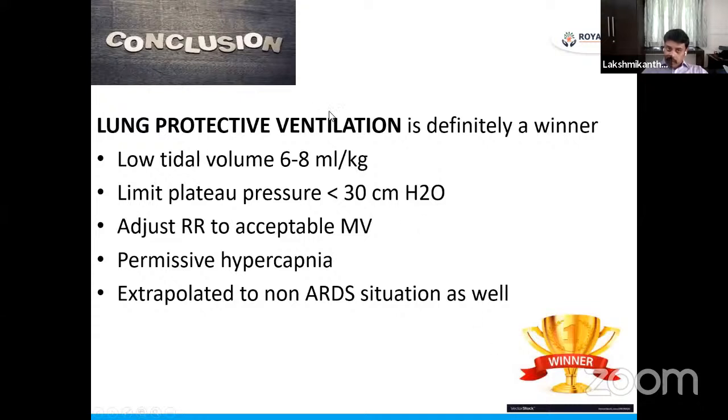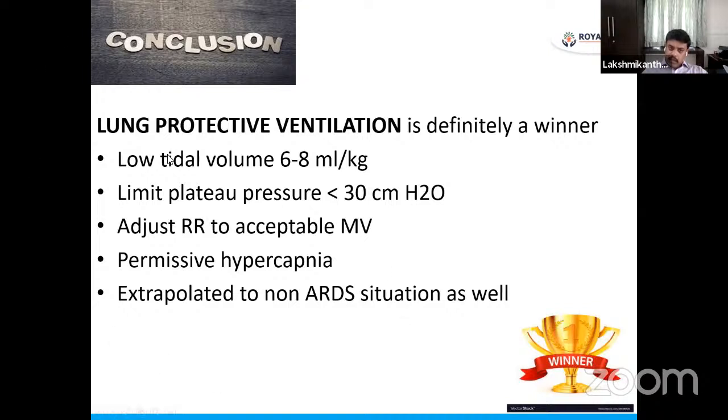So definitely at the end of this part, we can clearly prove that lung protective ventilation is definitely a winner. Low tidal volume of 6 to 8 ml per kg is what we advocate, and limit the plateau pressure to less than 30 centimeters of water. Adjust the respiratory rate to have acceptable minute ventilation. Have a mild permissible hypercapnia. Don't try to keep the carbon dioxide level in a normal range of 30 to 40. Try to accept a permissive hypercapnia of almost up to 60 if your pH is more than 7.20.